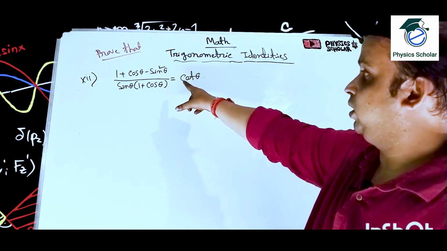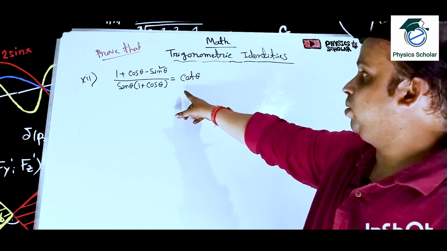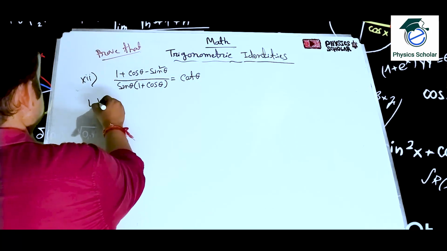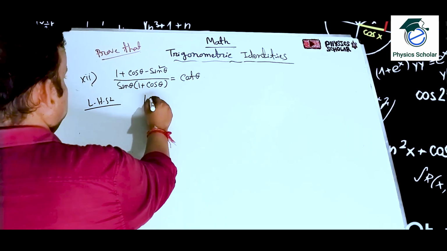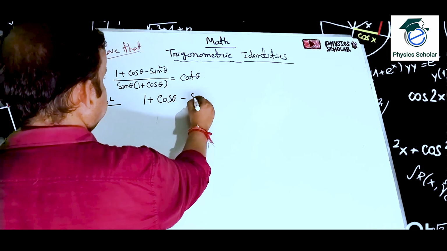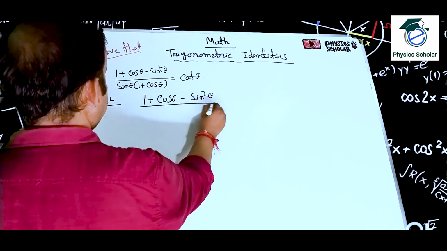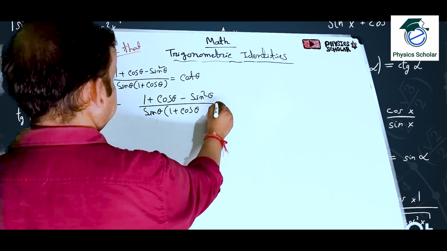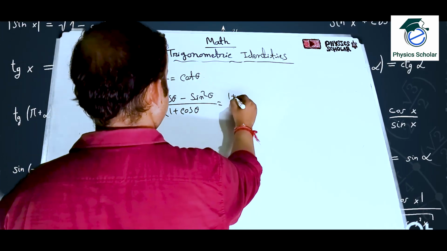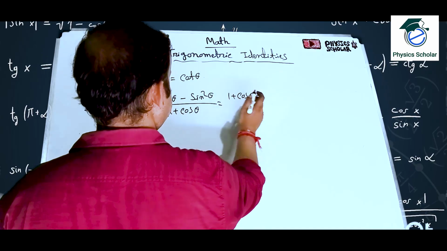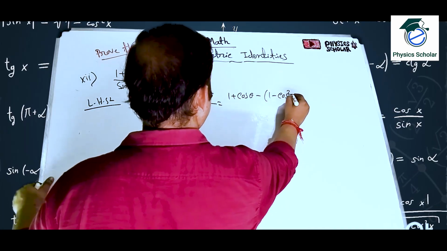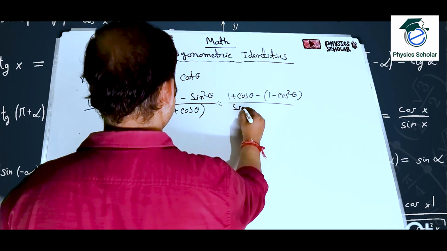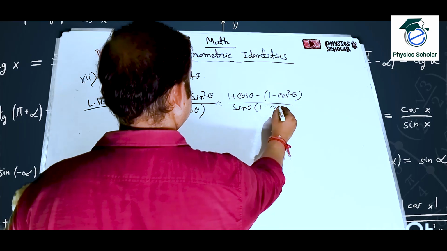It is (1 + cos θ − sin²θ)/(sin θ (1 + cos θ)) is equal to cot θ. We have to prove. Okay, so it is very easy. Left hand side, what is there? (1 + cos θ − sin²θ) whole divided by sin θ into (1 + cos θ). So what we can write? 1 − sin²θ means what? cos²θ. Clear? Divided by sin θ into (1 + cos θ).